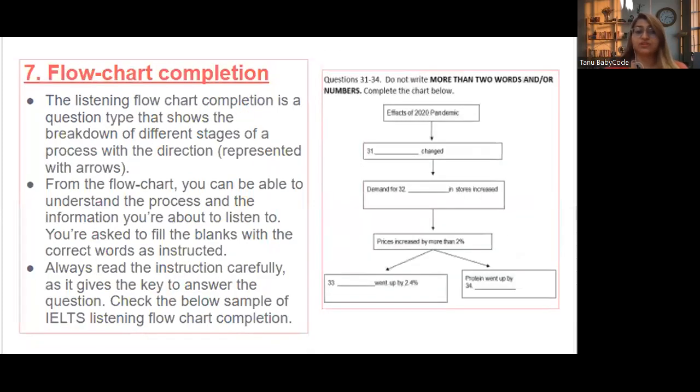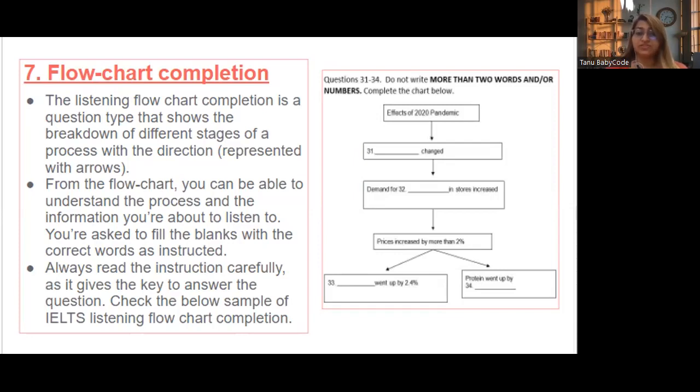Flowchart completion. Now, flowchart completion is a type of question that shows you a breakdown of different stages. It can be for a process, but with the direction also. That means arrows will be there. They'll be guiding you with the arrows that yes, this is the flowchart. Now you can understand the process and the information that you are able to listen to. Then you need to fill the blanks with the correct word as instructed.